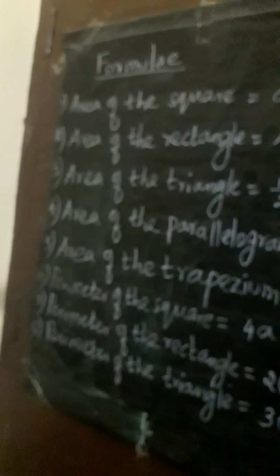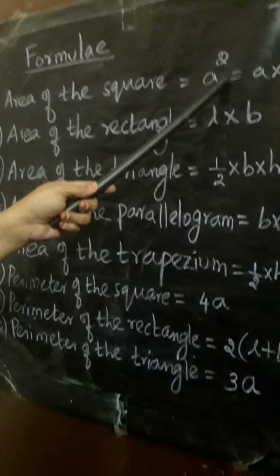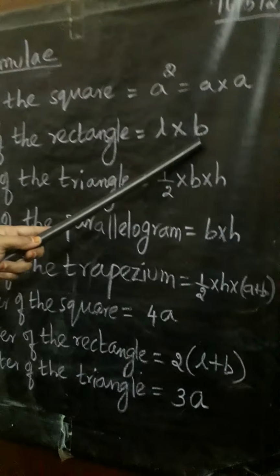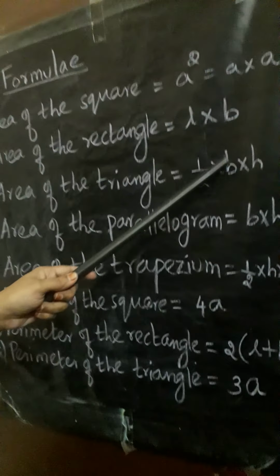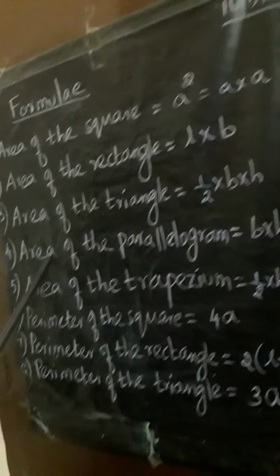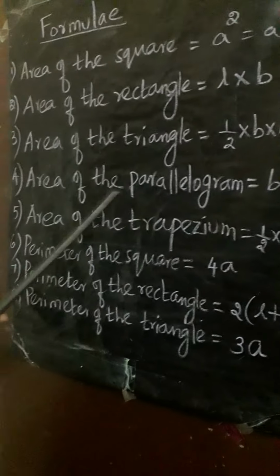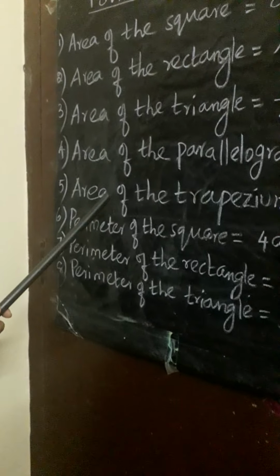Once again I repeat. Area of the square equal to A squared equal to A into A square unit. Area of rectangle equal to L into B square unit. Area of the triangle equal to half into B into H square unit. Area of the parallelogram equal to B into H square unit. Area of the trapezium equal to half into H into (A plus B) square unit.